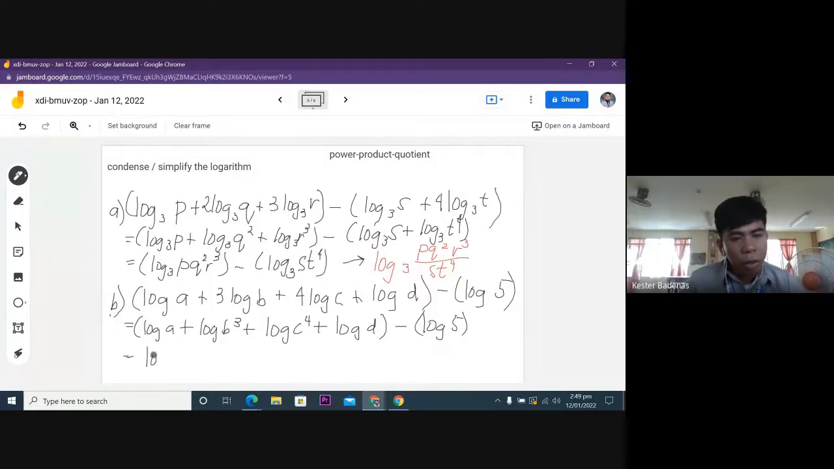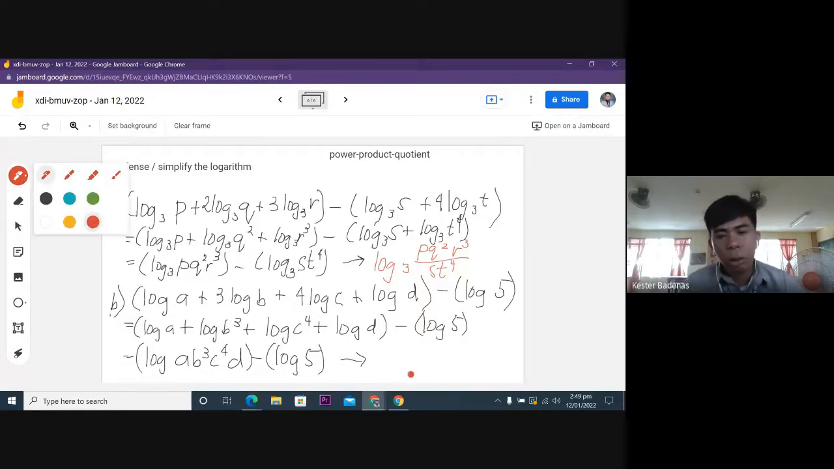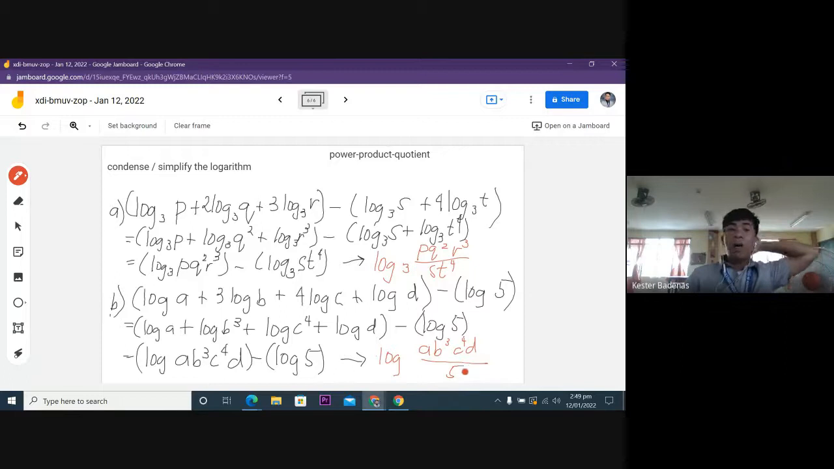So we have log of AB cubed C to the 4 D, minus log 5. Isama sa parenthesis, pwede rin namang hindi na. What's the answer? Apply quotient rule. Logarithm of AB cubed C raised to 4 D all over 5. So this is our logarithm in simplified form.